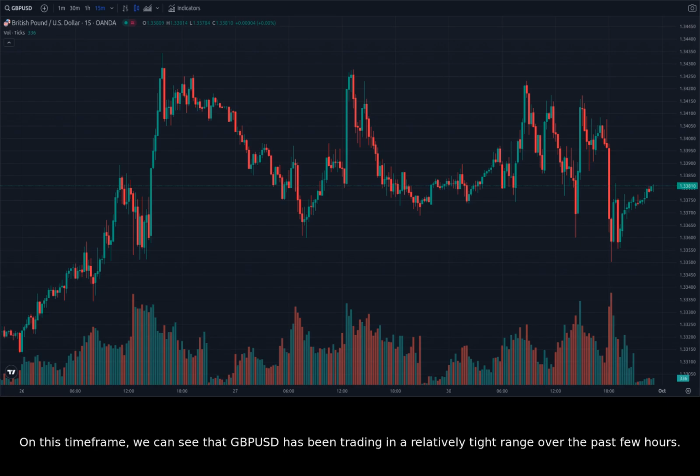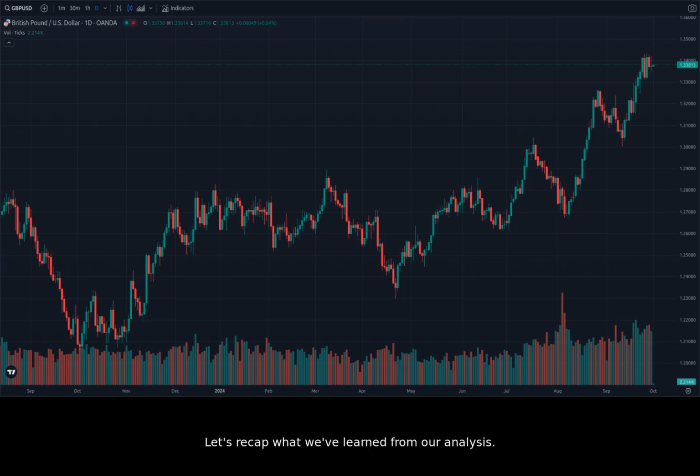On this time frame, we can see that GBPUSD has been trading in a relatively tight range over the past few hours. There have been several attempts to break out of this range, but they've been met with resistance or support levels. The 15-minute RSI indicator is currently in neutral territory, suggesting that the market is indecisive in the short term. This suggests that we could see a breakout from this range, but it's too early to tell in which direction. Let's recap what we've learned from our analysis.